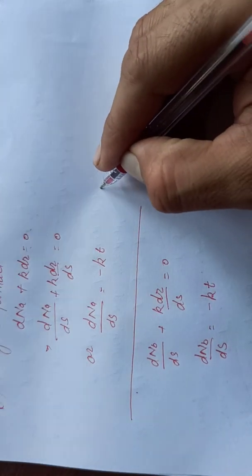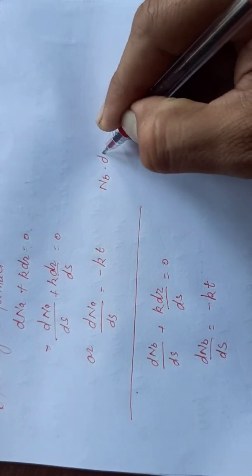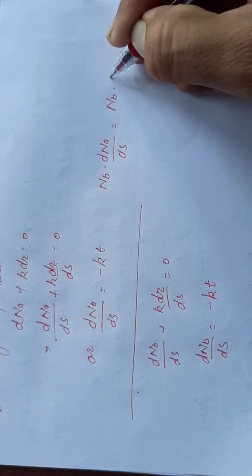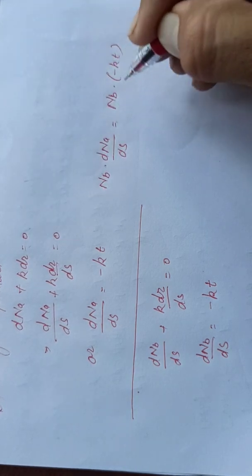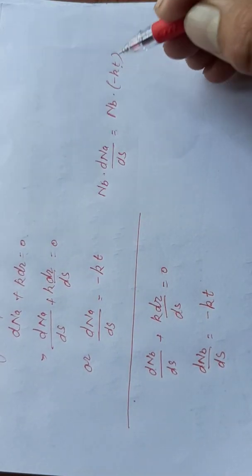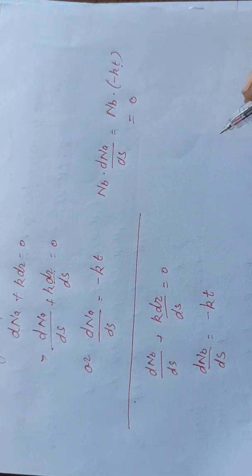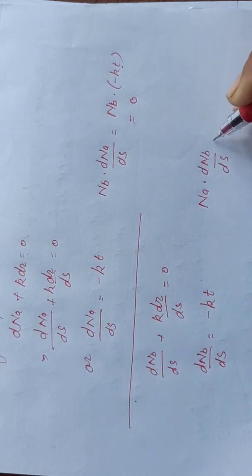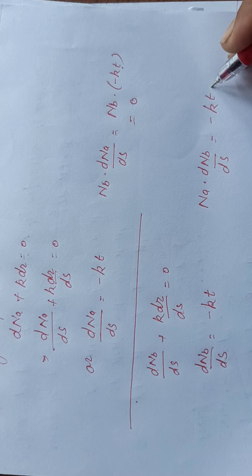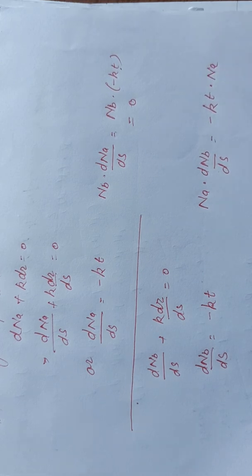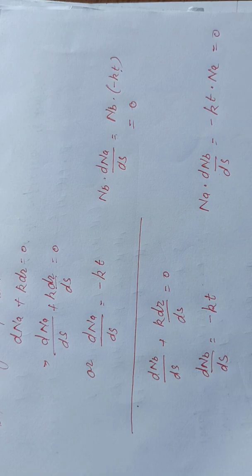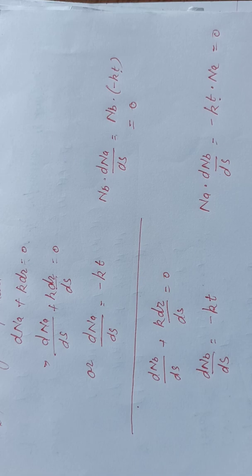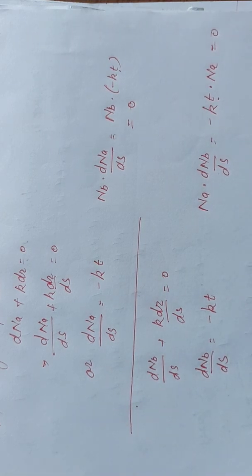Now taking the dot product, NB dot dNA by ds will be equal to NB dot minus kt. Since NB is the normal to the surface, it will be orthogonal to the tangent, so that is equal to 0. Similarly, NA dot dNB by ds will be equal to minus k t into NA, that is again 0, since t is tangential to the curve C and NA is normal to the surface, also normal to the curve C.